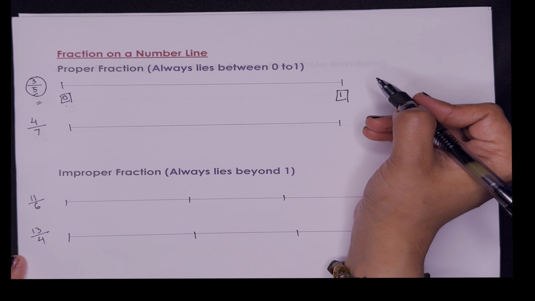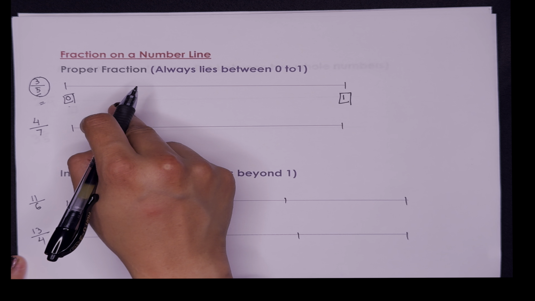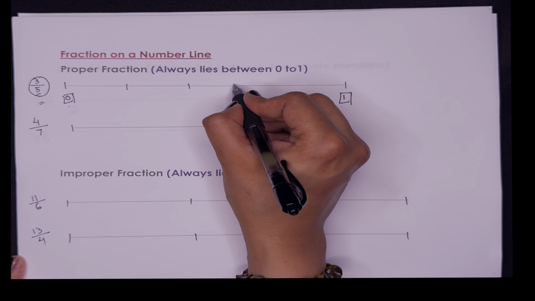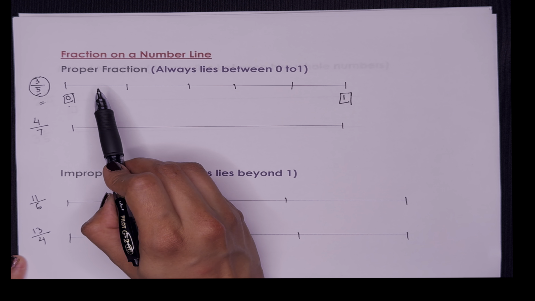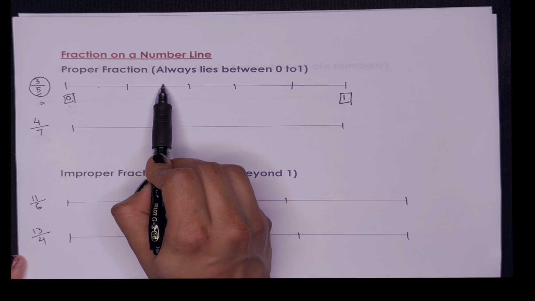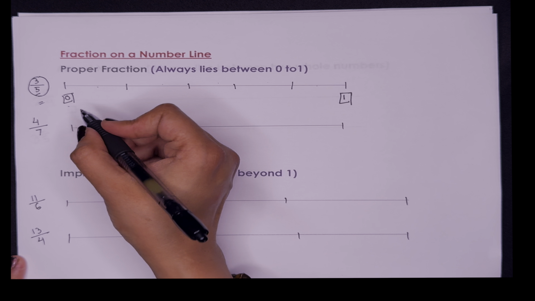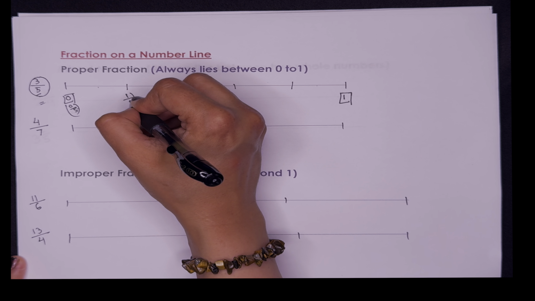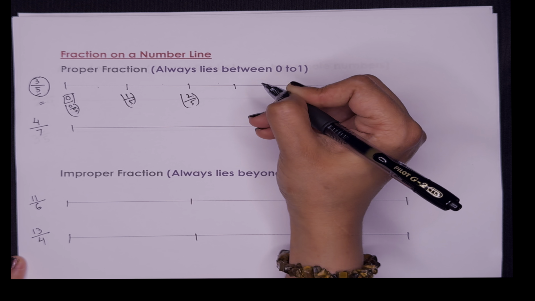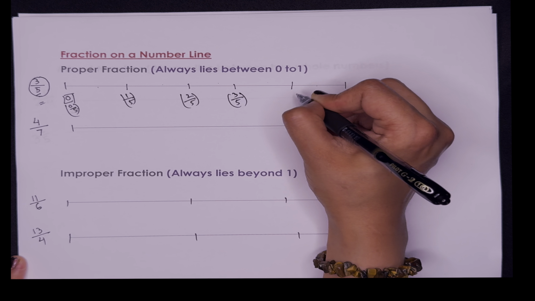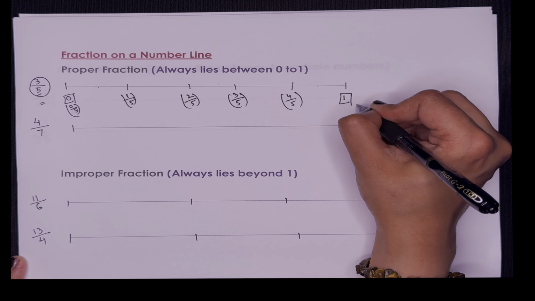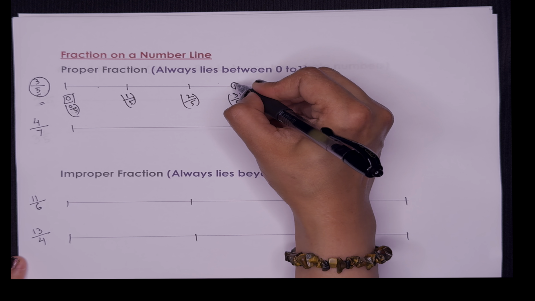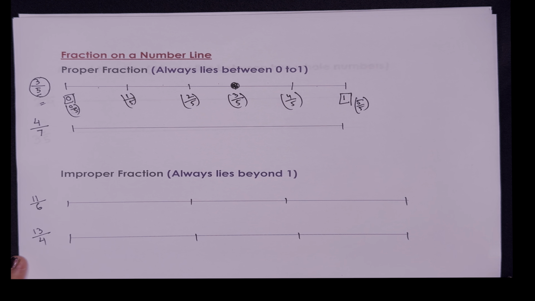If we make 4 lines, that will divide the whole number line into 5 equal parts. Let's try. 1, 2, 3, and 4. See, now it makes 5 equal parts. 1, 2, 3, 4, 5. So 0 means, again, 0 by 5, 1 by 5, 2 by 5, 3 by 5, 4 by 5, and 1 is 5 by 5. And 3 by 5 is our desired fraction.